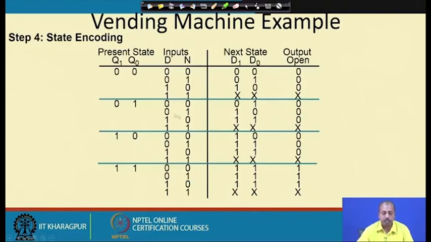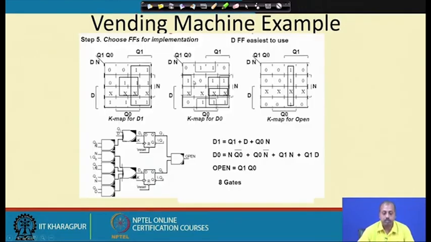Once you have drawn the symbolic state table, the next part is the state encoding. For the present state q1 q0, the 0 cent, 5 cent, 10 cent and 15 cent states are given the codes 00, 01, 10 and 11. Accordingly, you get the next state function. Once this state encoding has been done, we have the truth table. You can now minimize this truth table using a Karnaugh map for the individual functions D1, D0 and open.